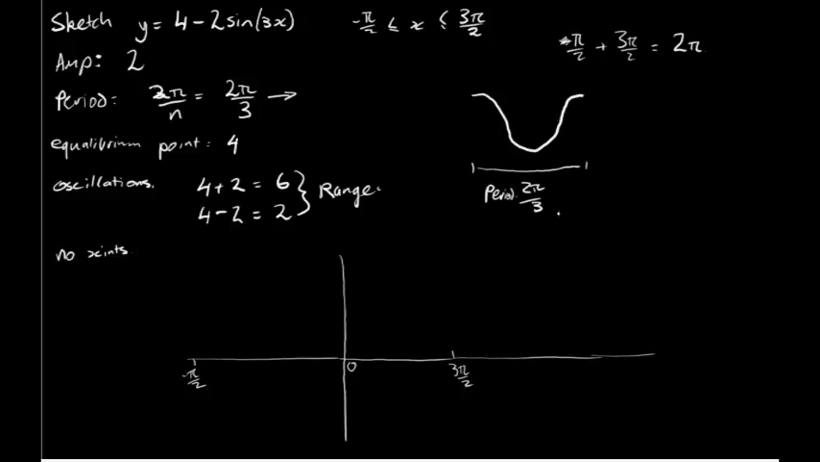So our period is 2 pi on 3, and we have 1, 2, 3, 4 bits of the graph that we can divide it up into. So if we divide 2 pi on 3 into 4 different bits, we'll give a scale of pi on 6. So each of these bits is going to be pi on 6.